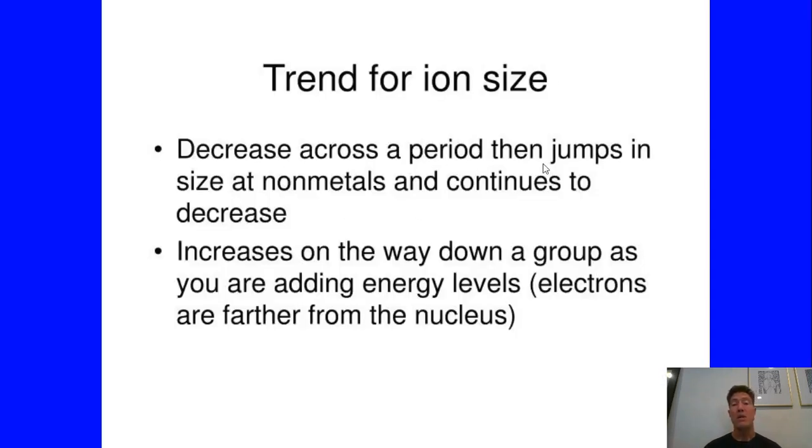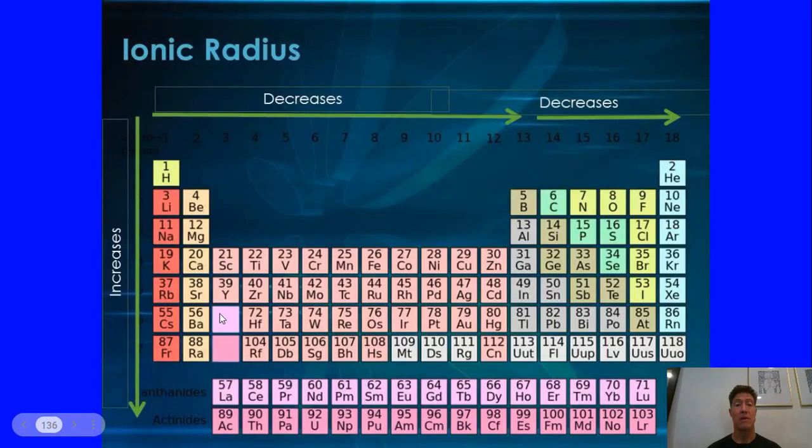So they decrease across a period, then they jump in size at nonmetals and then continue to decrease. And they all increase on the way down because we're adding extra energy levels. So this is exactly the same chart as atomic radius with this one little break, because this break is where the anions begin. They start larger, but then they also decrease.